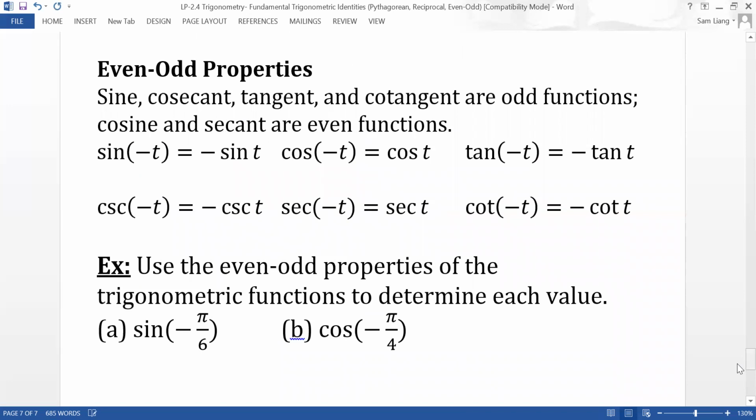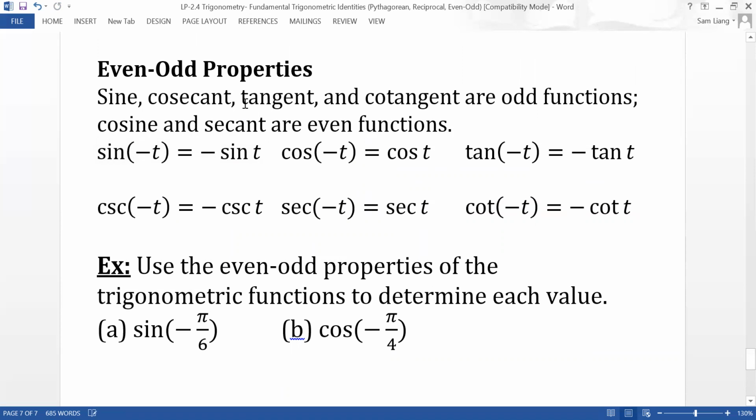If you remember from one of our previous lessons in our first unit on functions, we already talked about this. Even functions are symmetric about the y-axis, and algebraically, that means f of negative x equals the original function. Odd functions are symmetric about the origin, and algebraically, that means f of negative x is equal to negative f of x. Just a reminder, but let me read this slide for you.